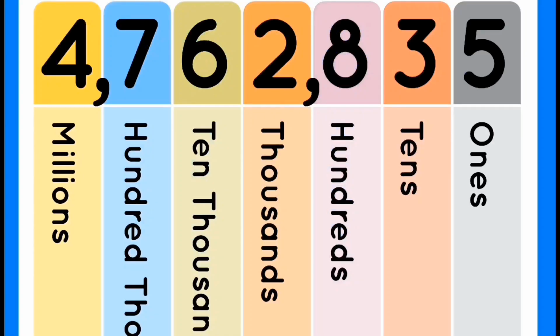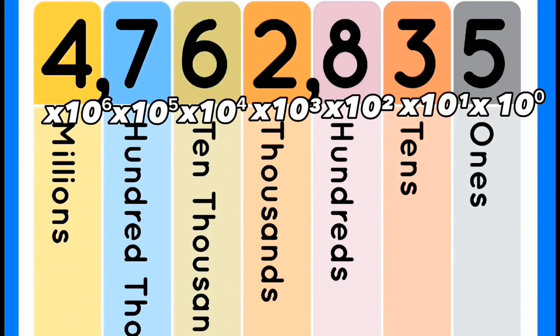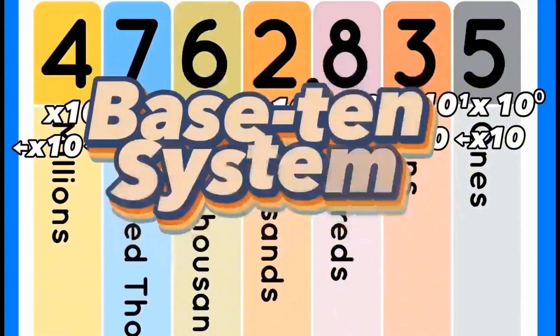Take a look at this number. In the ones place, the 5 is multiplied by 10 to the power of 0. But in the tens place, the 3 is multiplied by 10 to the power of 1. In the hundreds place, it's 10 squared. In the thousands place, it's 10 cubed, and so on. As you can see, the number getting multiplied increases by a factor of 10 each time the digit increases, and hence it's a base 10 system.